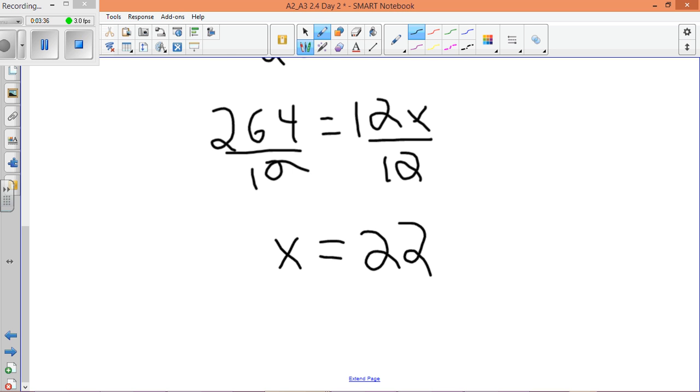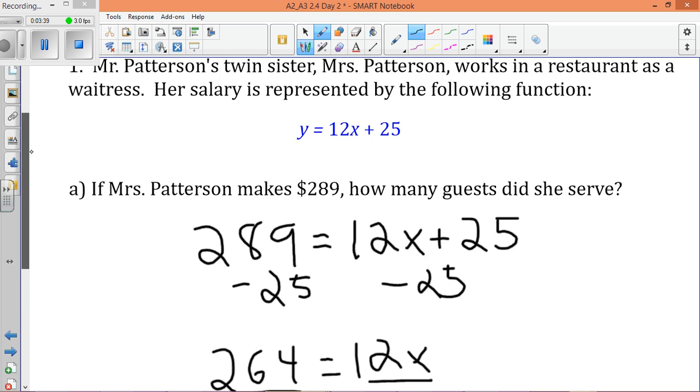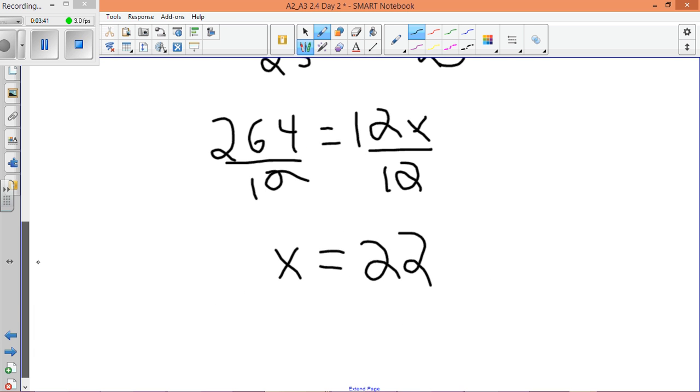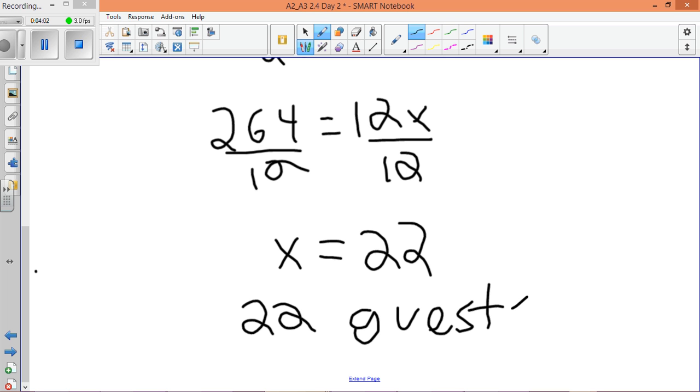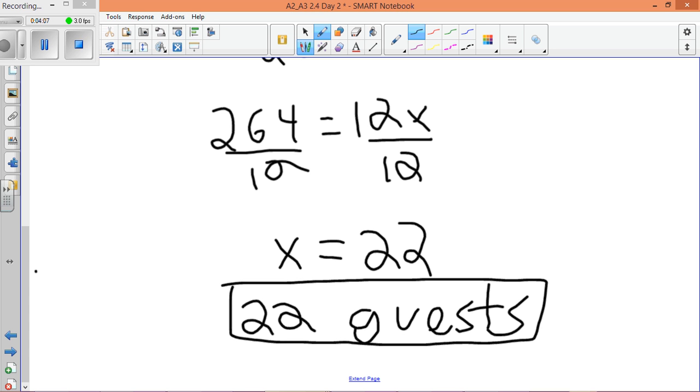So, therefore, my answer here, and let's be very clear here, my answer is not x is equal to 22. I am not done. My last step, the most important step, the way that you won't get points taken off when you're quizzed on this. So I'm going to be very clear. You will get points taken off tests or quizzes if you don't put the answer with units, meaning my final answer here is 22 what? Not 22x's or 22x is equal to 22. 22 guests. That's my final answer.